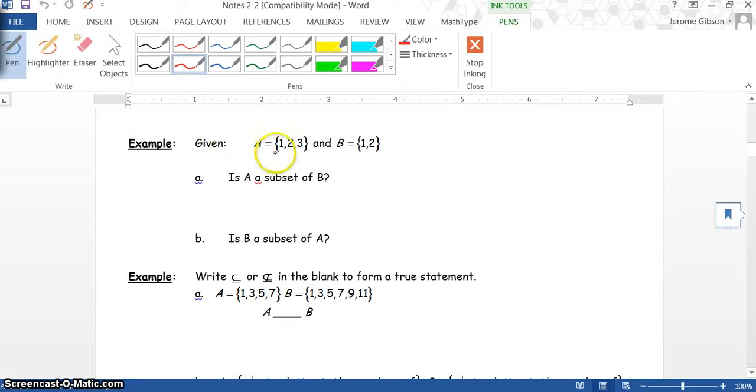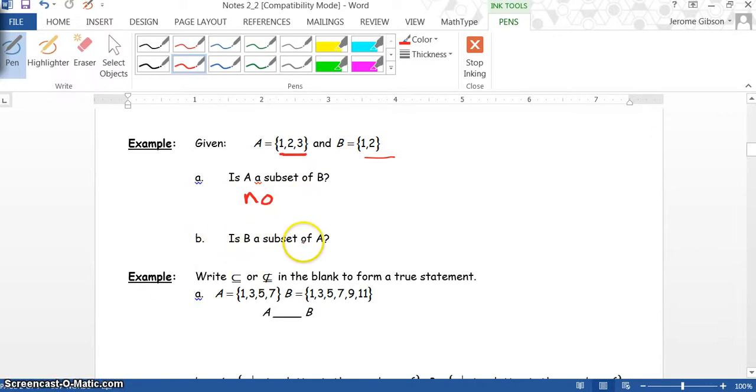Now, example given. A is equal to {1, 2, 3}, and B is equal to {1, 2}. Is A a subset of B? No, A is not a subset of B. And the reason being is this here. In order for A to be a subset of B, that means that everything in A must be in B. B can have more, but A cannot have more than B if it's a subset of B. So the answer here is no.